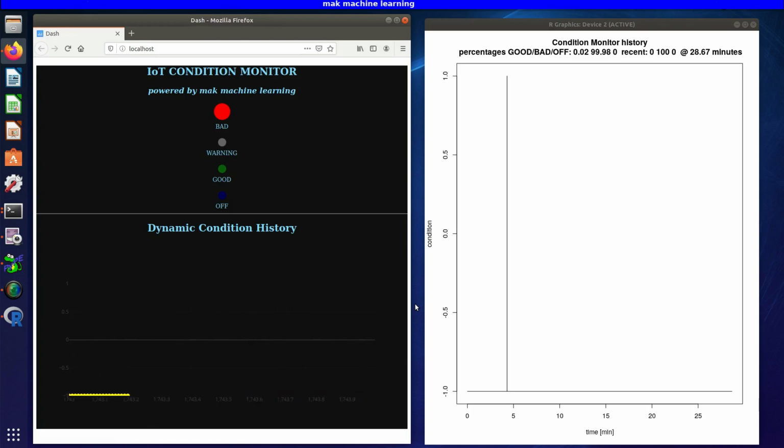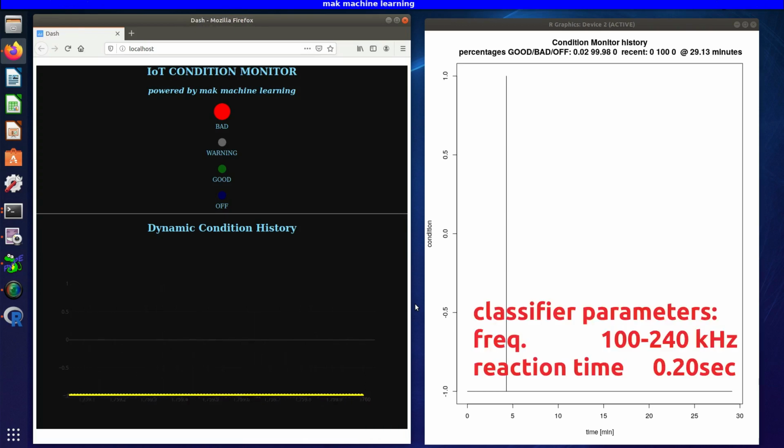We have finally arrived at concluding tests that demonstrate classifier performance is stable, near 100%, and reproducible with machine cold starts on subsequent days. It was decided that choosing a classifier reaction time of 0.2 seconds was safer for achieving consistent results, and in addition, choosing a frequency range of 100 to 240 kHz safeguards that the classifier will be immune against potential lower frequency interference.